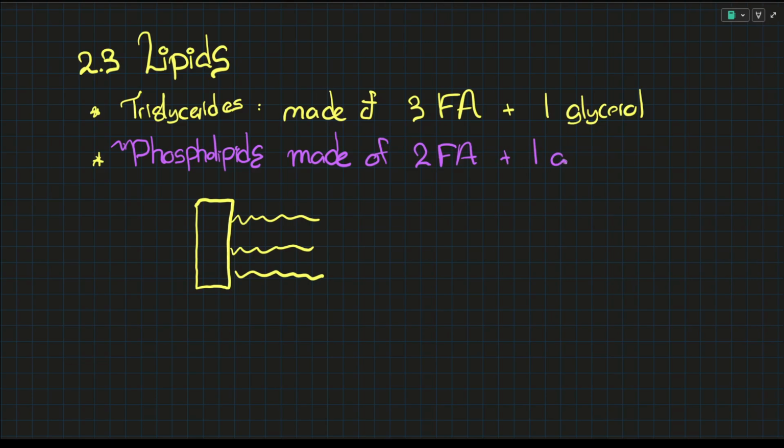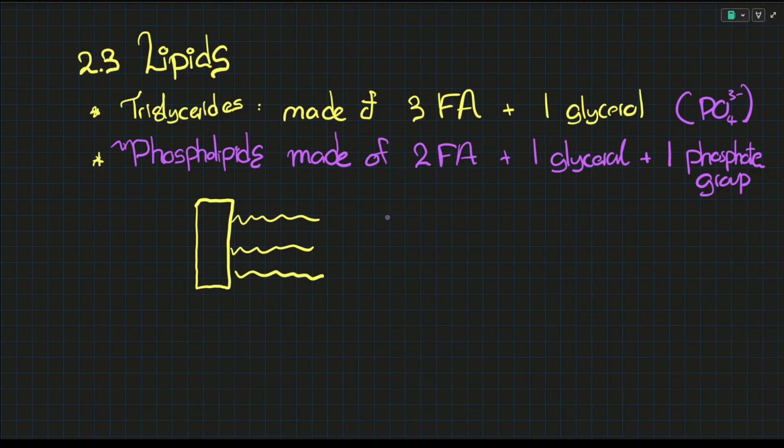Still, we do have the glycerol. And here's the thing. We have an extra phosphate group. What exactly is a phosphate group? You remember that PO4 3- thing? That's the phosphate group.